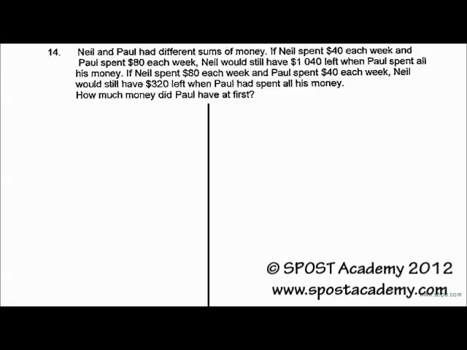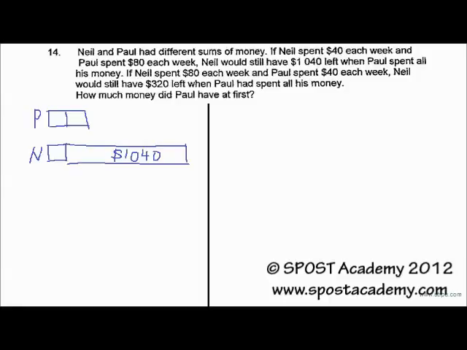If Neil is spending $40 each week and Paul is spending $80 each week, it means that Paul is spending twice as much money as Neil. So we'll have to draw Paul as spending twice. So draw a 2 unit here, while Neil is only spending 1 unit. Now when Neil is only spending half as much as Paul, Neil would still have an additional $1,040 left, while Paul has already finished spending all his money. This means that these 2 units of Paul is all that Paul has.